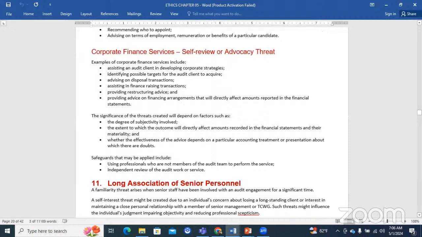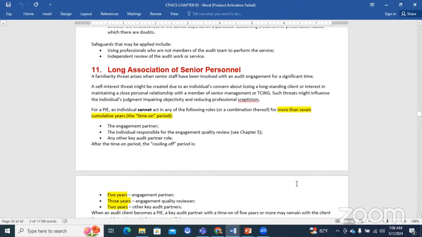For long association, if it is a listed company, a public interest company, the partner cannot act more than 7 years. You can't do that. That person should be removed. If it is an engagement partner, 5 years cooling off period. If it is an engagement quality control reviewer, 3 years cooling off period. Other key audit partners, 2 years cooling off period.